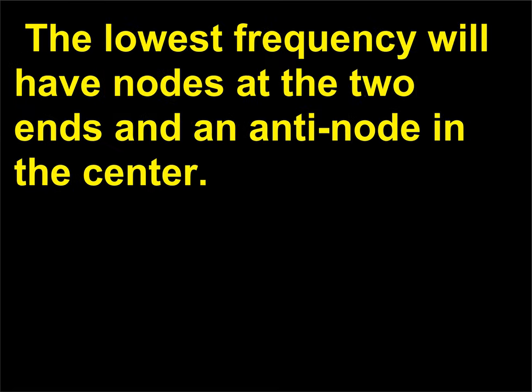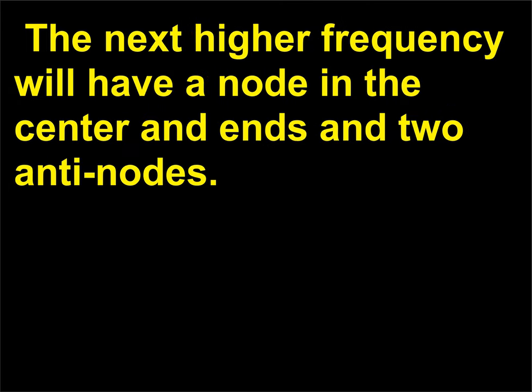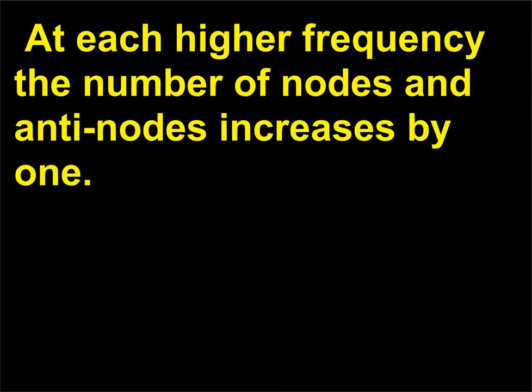The lowest frequency will have nodes at the two ends and an antinode in the center. The next higher frequency will have a node in the center and at the ends, and two antinodes. At each higher frequency, the number of nodes and antinodes increases by one.